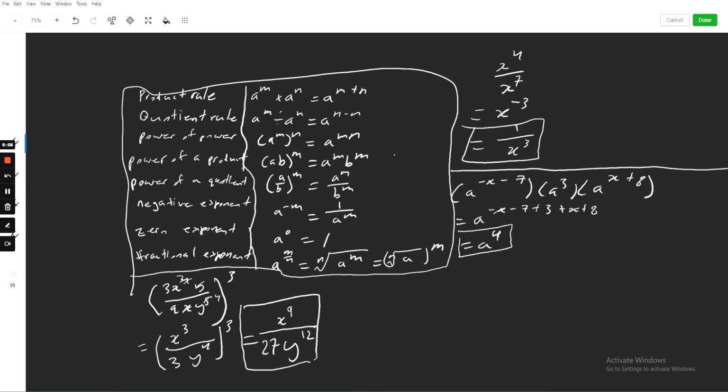So this is how we would apply all these exponent laws. Just stick to these, and you can do any exponent equation, polynomial, simplifying, whatsoever.